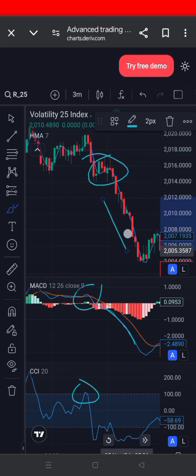The candlestick closed below the whole moving average, showing us a downtrend. Friend, it's that simple and very clear.